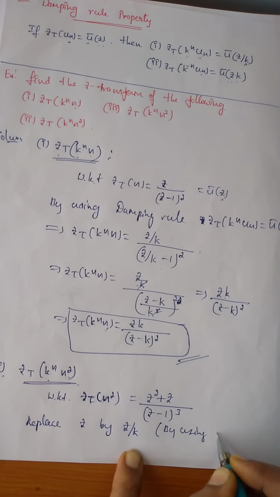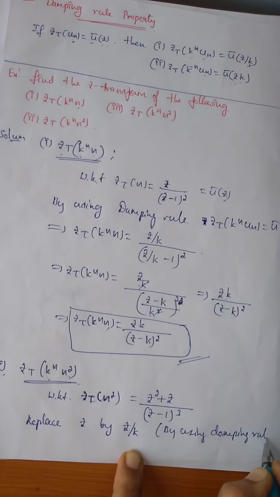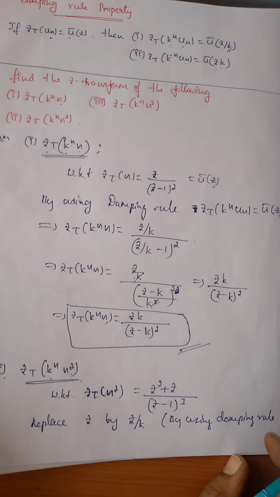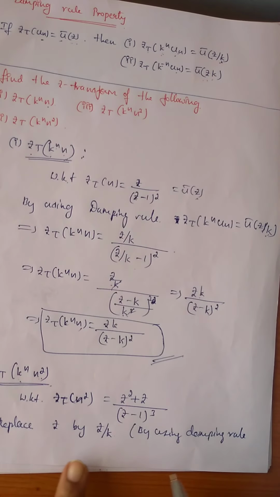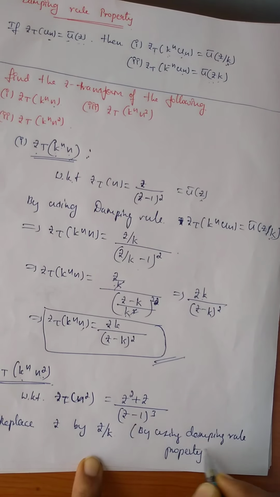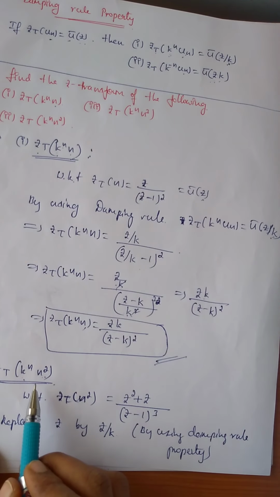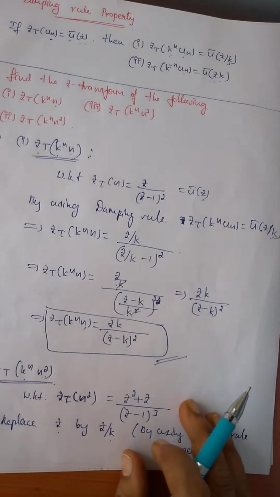By using the damping rule property, for finding this term, I just replace z by z divided by k.